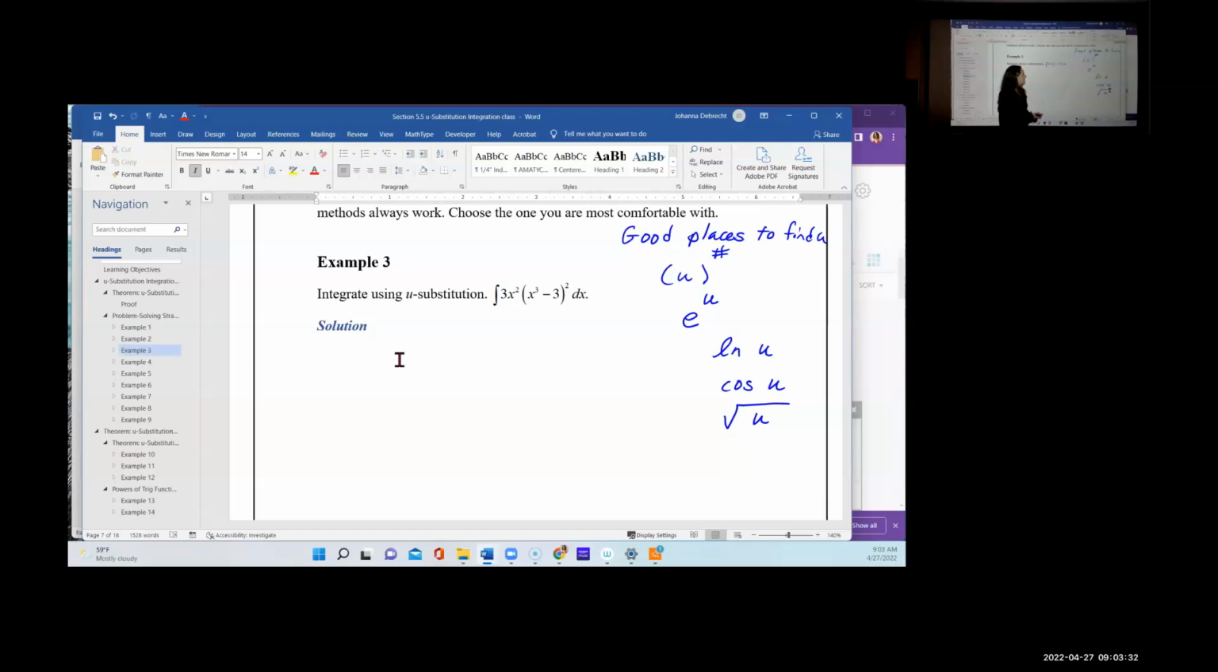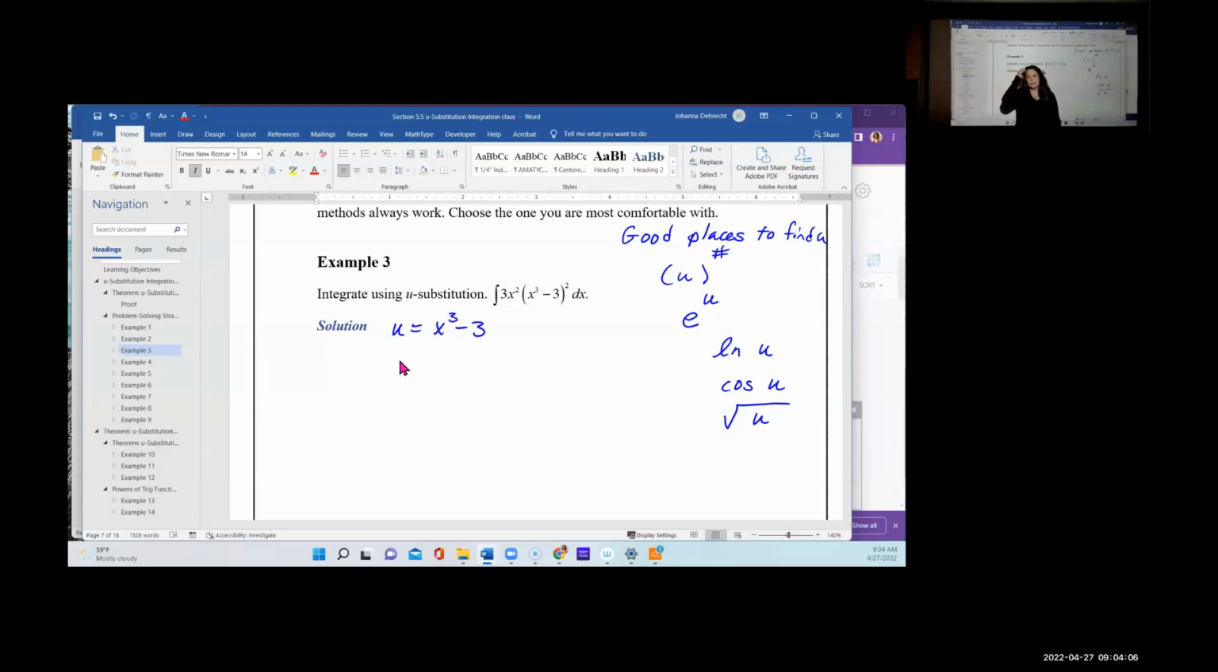So based on that, which part of the integrand, 3x squared times quantity x cubed minus 3 squared, do you think should be u? Anybody? What should be u? Is it the x cubed possibly? Yes, it's the x cubed minus 3. So we're going to take u to be equal to x cubed minus 3.